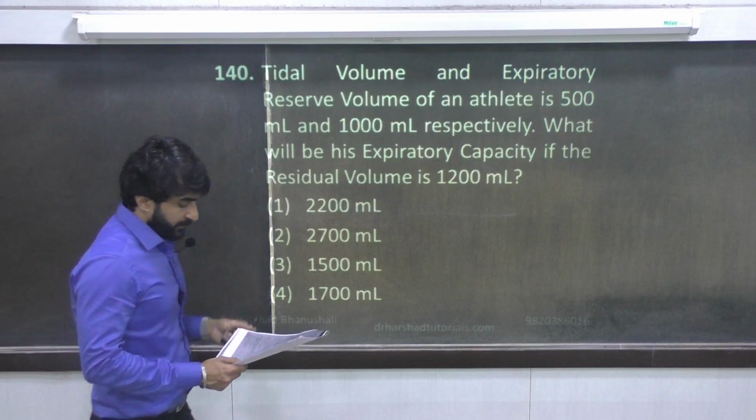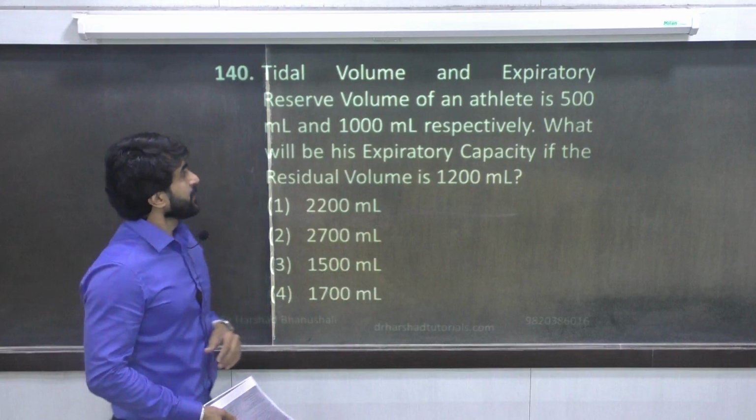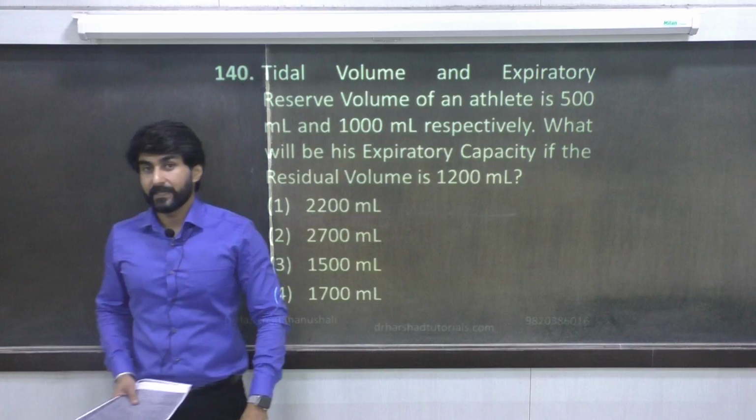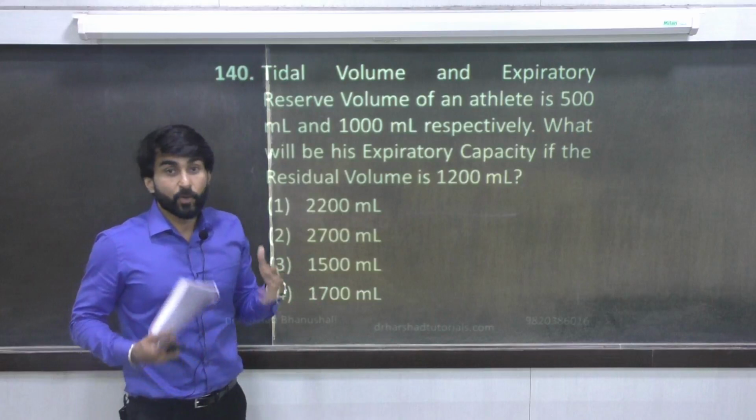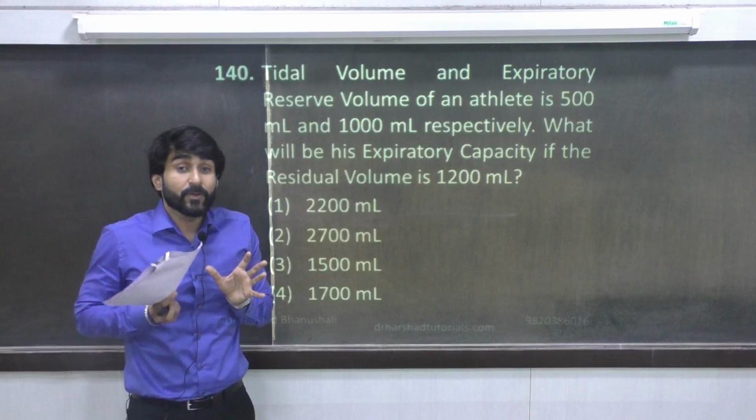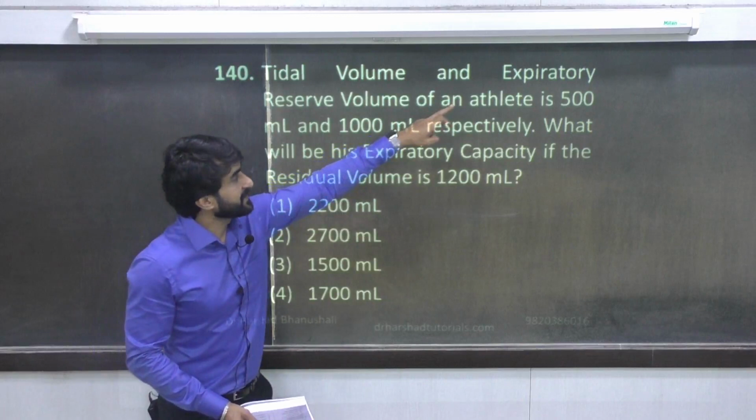Question 140, here is a formula what you've already solved. You know that EC, that is your expiratory capacity, is calculated by adding your tidal volume to your expiratory reserve volume. When you take a normal breath, it's called as tidal volume. When you give out normal breath, it's called as tidal volume. When you give out extra air by forceful expiration, it's called as expiratory reserve volume. The total is called as expiratory capacity.